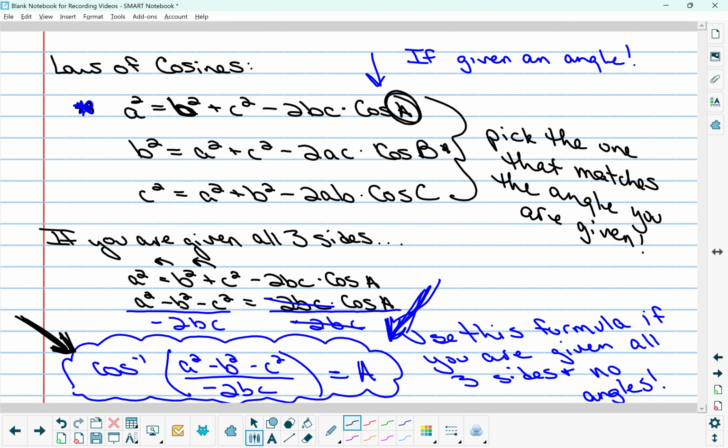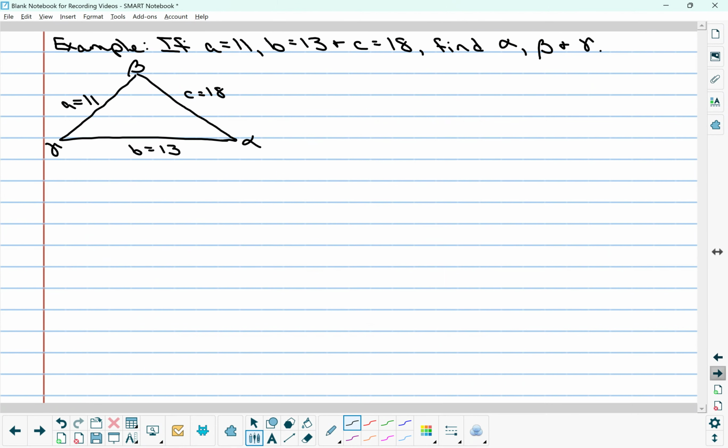Okay, I have it on my paper as well. So when I write it down, don't be like, I don't know where that's coming from. All right, that's where it's coming from. So we're going to use that when we have all three sides, no angles. So we're going to find angle A, and that's going to be equal to the inverse cosine of A squared minus B squared minus C squared over negative 2BC.